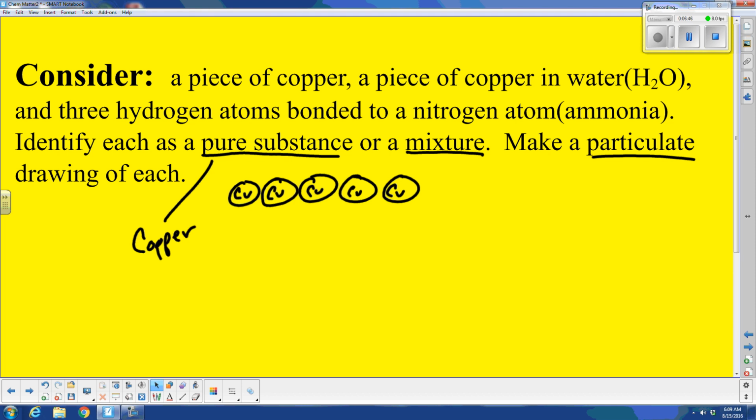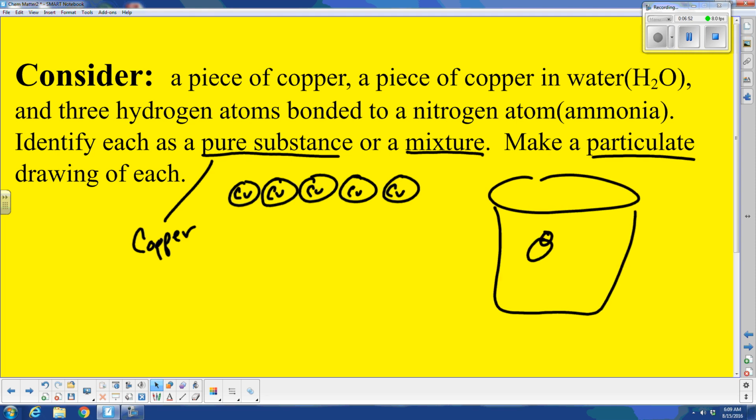How about a piece of copper and water? Well, we could have some water in here. Let's draw some H2Os, and we have some copper down here at the bottom. Now, could I have 2 waters and copper? Yes. Could I have 3 waters and copper? Yes. Could I have 4 waters and copper? Yes. Would all those be known as a piece of copper and water? The answer would be yes. So is this a fixed composition? The answer is no. This would be a mixture.